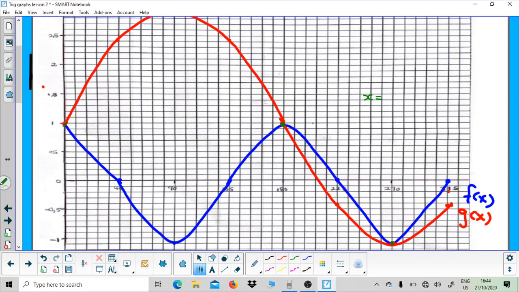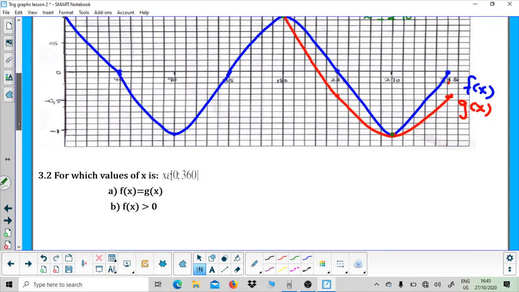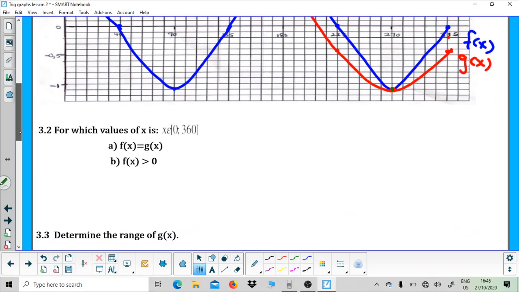So our points of intersection, as we are noticing, will be at x is equal to 0 degrees, that is at the beginning there, and here at this turning point where x is equal to 180 degrees, and also just over here when x is equal to 270 degrees. However, in case there is a matric student watching this as well, I would like you to be able to solve that equation. It gives us a good opportunity to solve that.